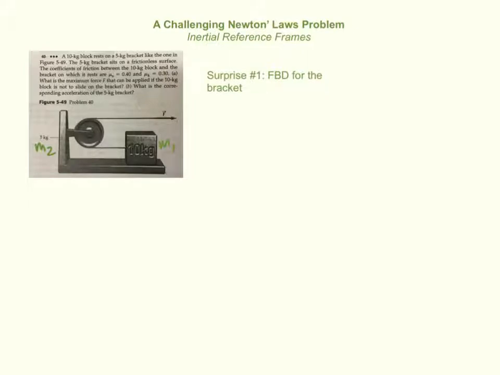Let's begin with identifying our systems. We're going to do M1 as the 10 kilogram block, and M2 as this bracket, which also includes the pulley. So surprise number one for you may be how the FBD looks for the bracket. I'm going to draw it for you and then we can talk about it. I don't think that so far what I'm drawing is any surprise.